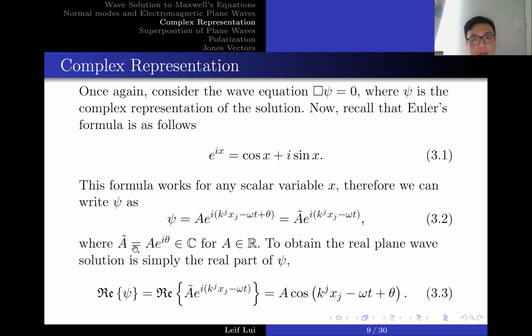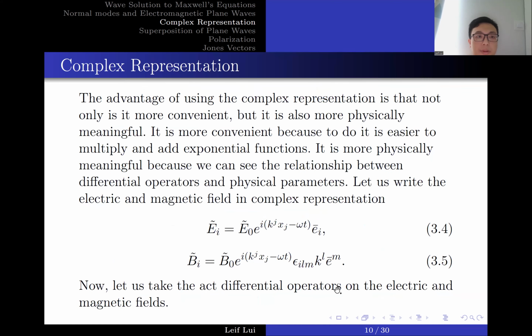So where we defined a tilde as equal to a times e to the i theta, which can always be a complex number, right? Unless theta is pi or any integer multiple of pi, this will always be a complex number, given that a is a real number. So to obtain the real plane wave solution, we just simply take the real part of psi and we get this solution. The real part of this equation is just this, so it's quite simple.